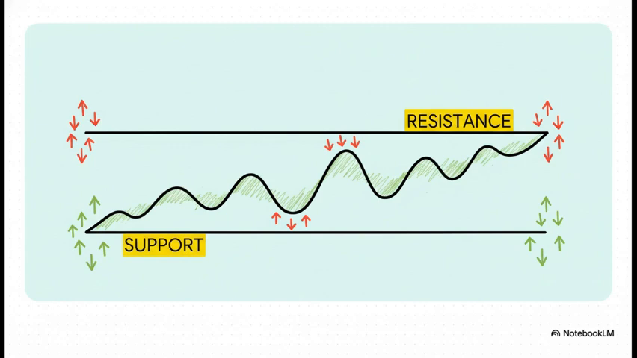Support is the floor. It's a price level where in the past a bunch of buyers have jumped in and said, hey, this is a bargain, and their buying stops the price from falling anymore. On the flip side, resistance is the ceiling. It's that price where sellers tend to show up and say, all right, time to sell, and that selling pressure stops the price from going higher. The whole game often plays out between these two zones.